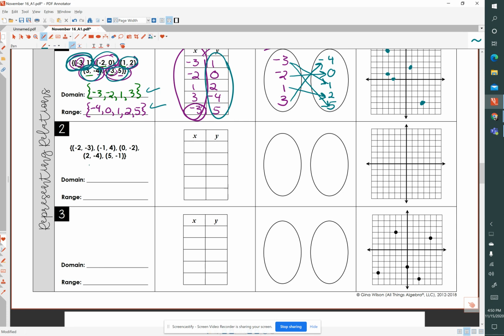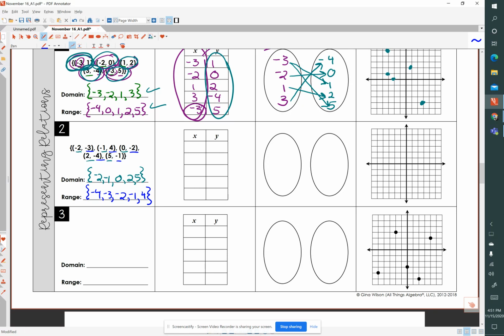The domain of this particular set would be all the x values, starting from least to greatest: -2, -1, 0, 2, and 5, enclosed with brackets. The range is the set of y values, working in order. We'll start with -4, -3, -2, -1, and 4.